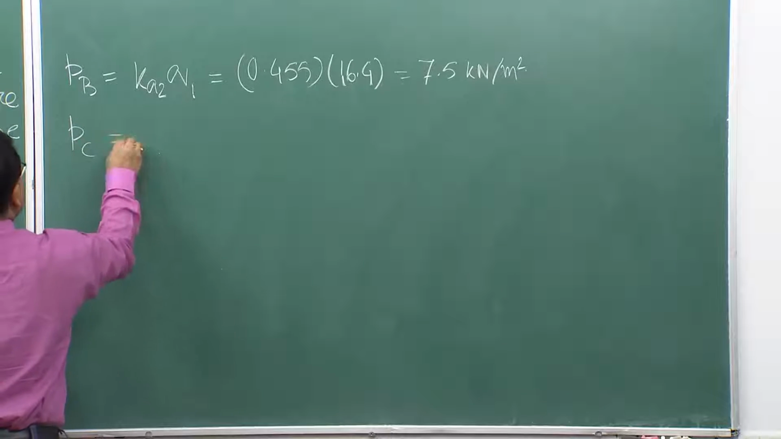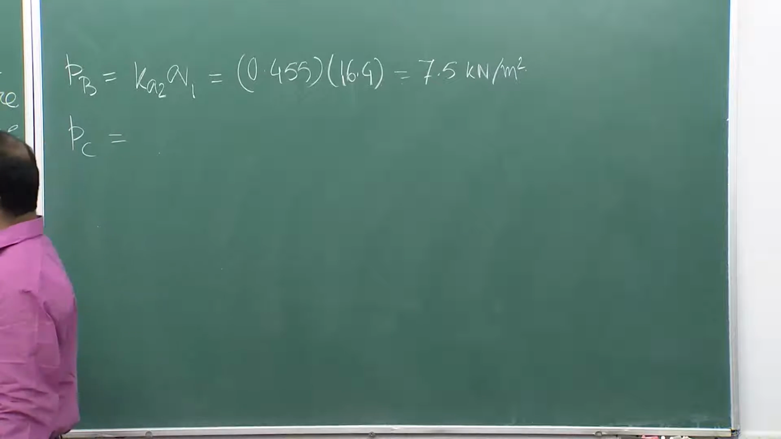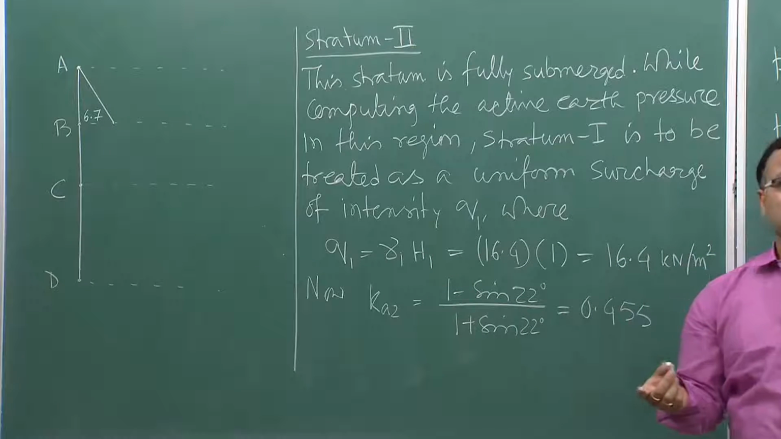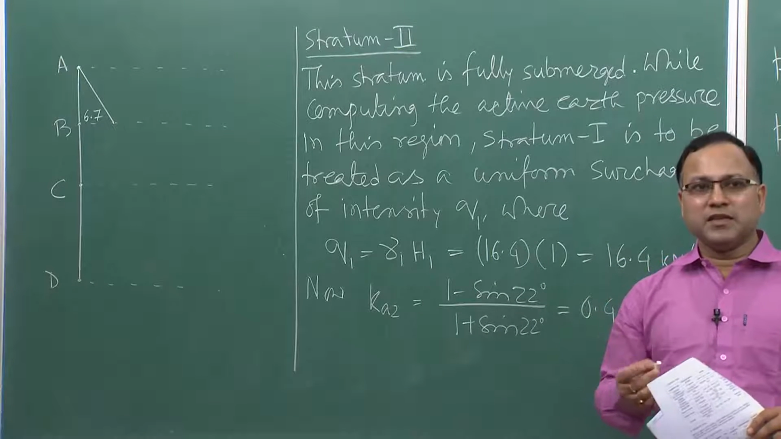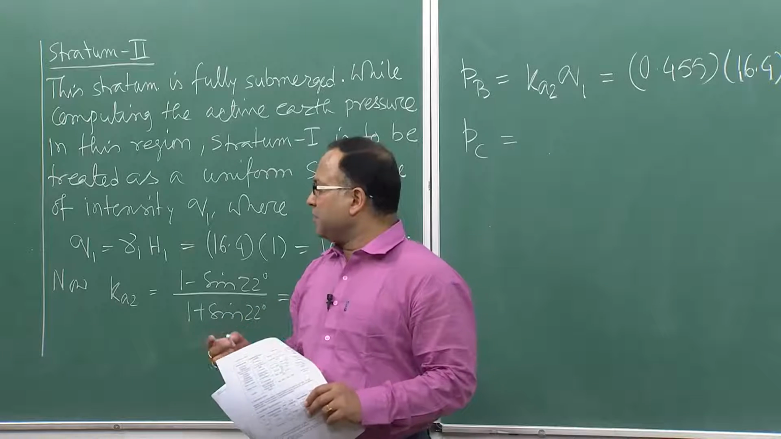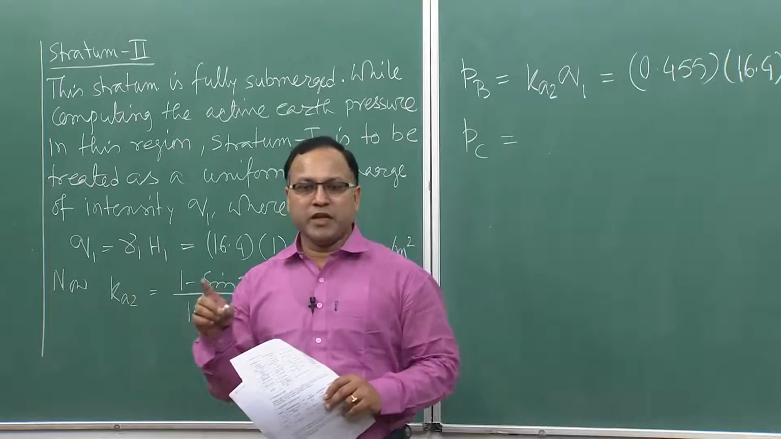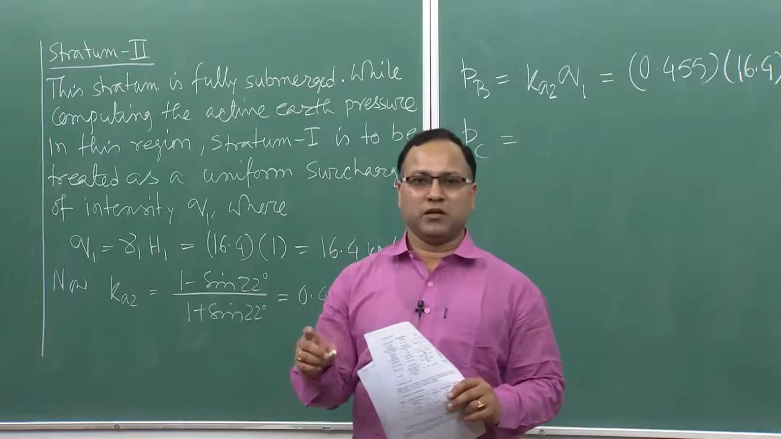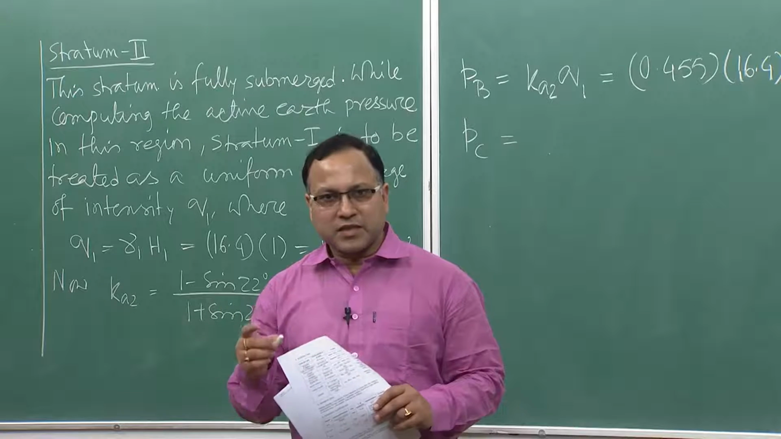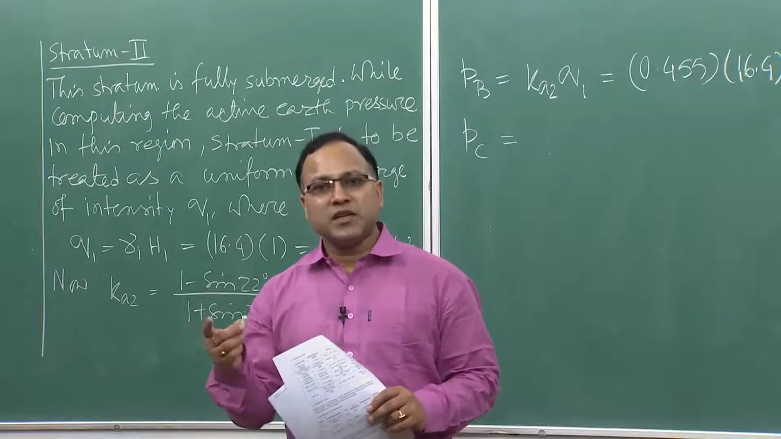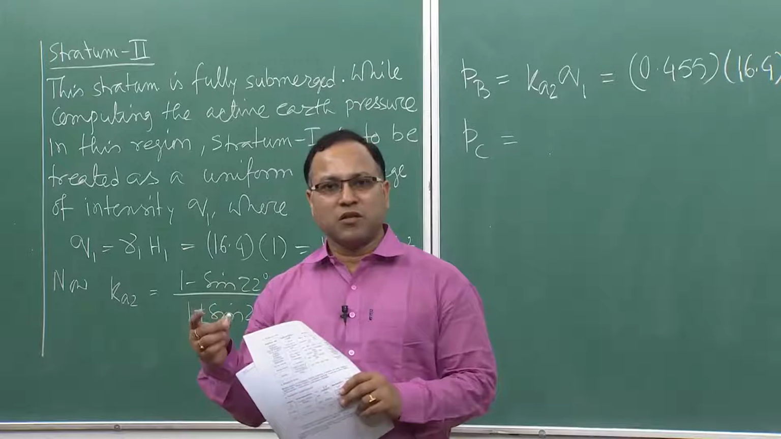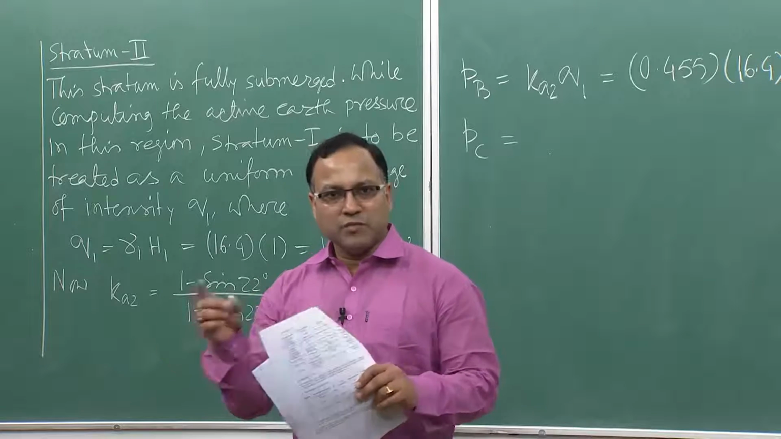And what is Pc? Please remember point C is also another interface, between stratum 2 and stratum 3. We will be analyzing this in a very similar way. Now we are considering stratum 2, so we will be getting one pressure component at point C. Similarly, when you consider stratum 3, at that time also we will be getting some jump or some pressure component at point C. That will give me the discontinuity.